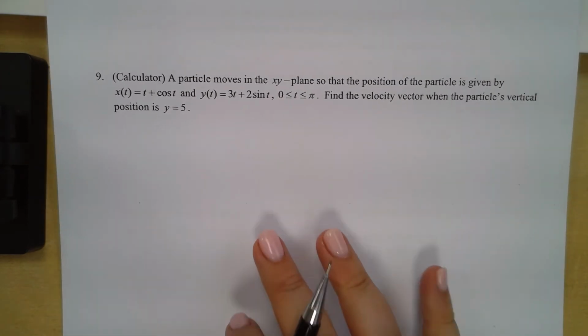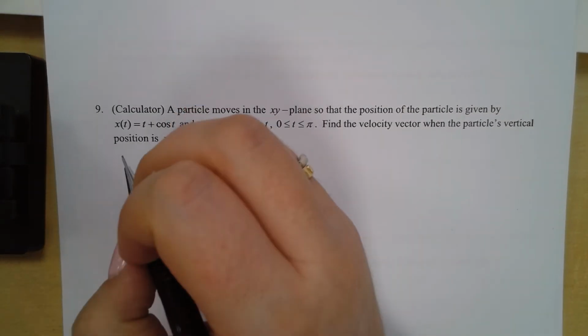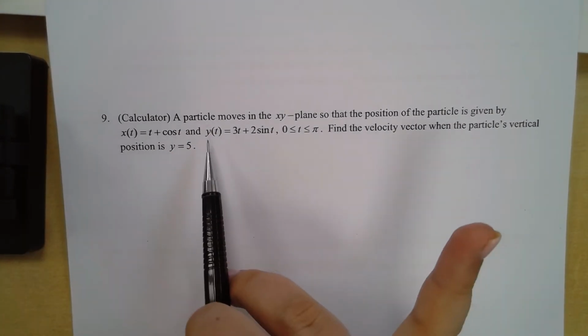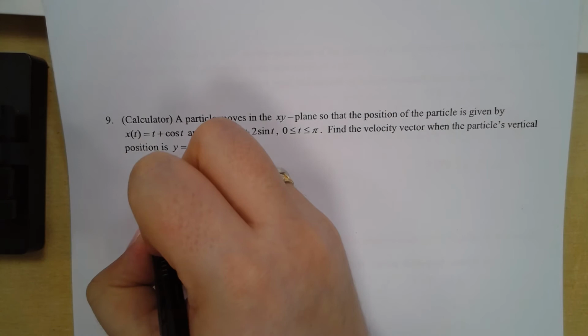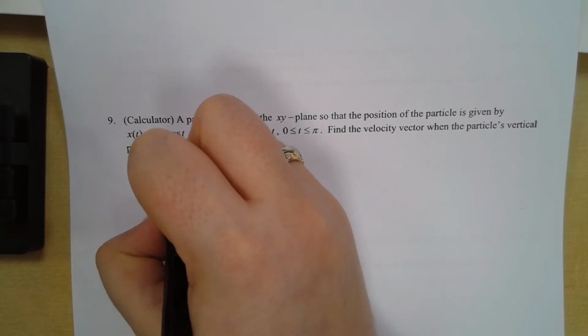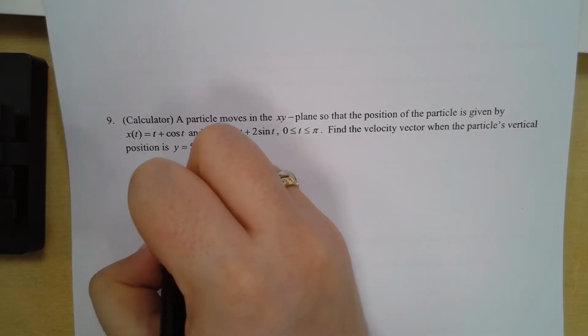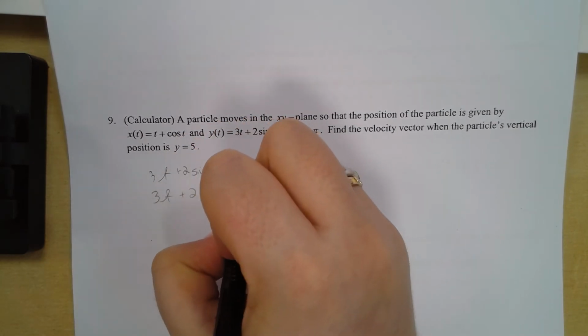A particle moves in the xy plane, so the position of the particle is given by x of t equals t plus cosine of t and y of t equals 3t plus 2 sine of t. Find the velocity vector when the particle's vertical position is y equals 5. Well, our vertical position is going to be when the x component is equal to 5, or not, I'm sorry, when our y component is equal to 5. So 3t plus 2 sine of t is equal to 5, so 3t plus 2 sine of t minus 5 is equal to 0.